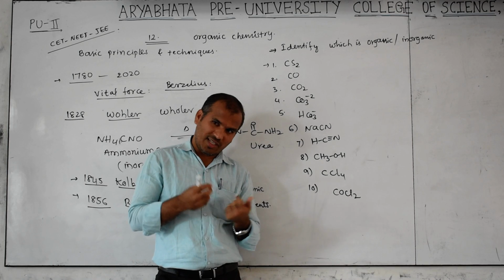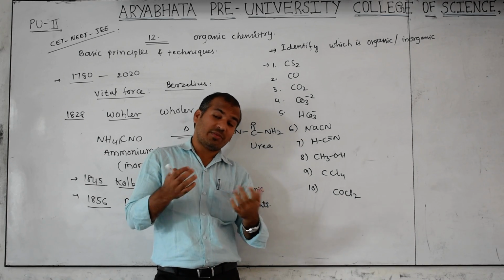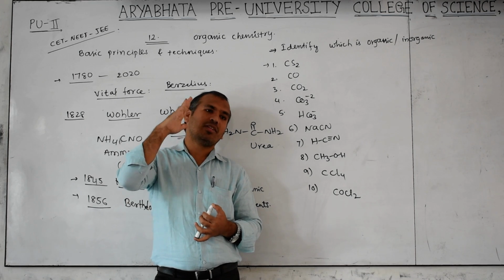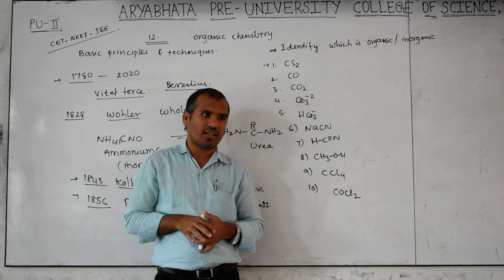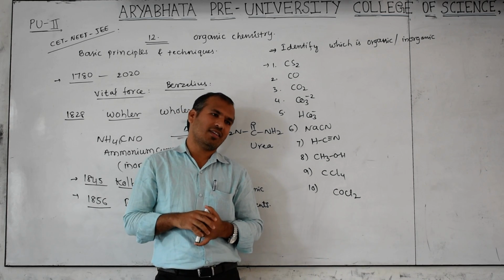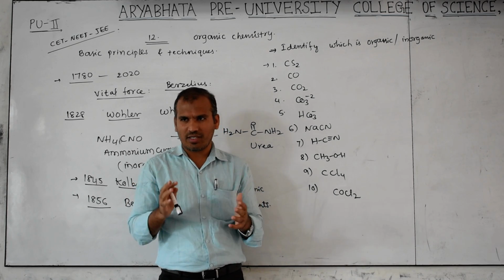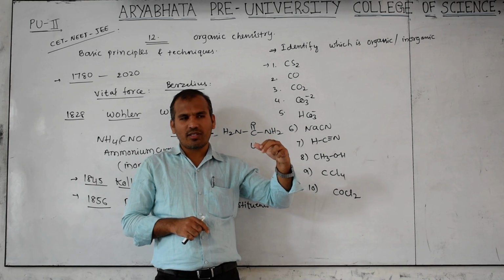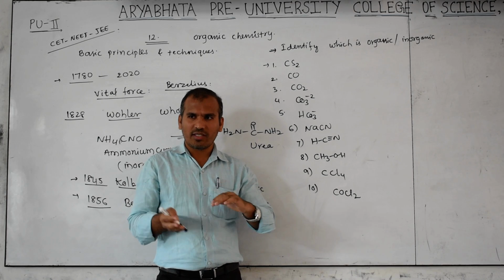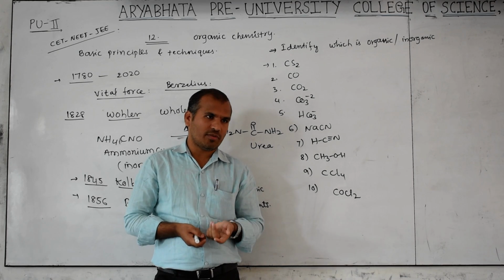Next, phosphorus also sometimes, but you will not observe it much, except in DNA. What is that? A phosphodiester bond is there, which you may study in first year biology. So like this, some elements are present. When carbon and hydrogen are present, that is called a hydrocarbon. And if any other elements are present, that is called a hydrocarbon derivative.